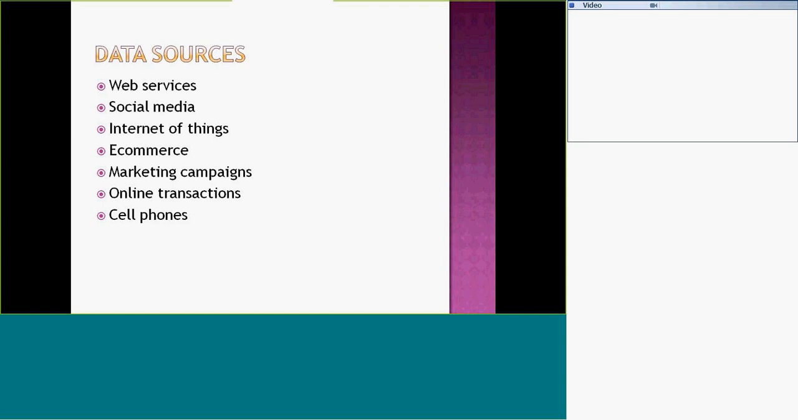So these are the data sources. As you can see, all the web services are producing a large amount of data: social media, Facebook, WhatsApp, Twitter, and so on. Nowadays a large amount of data is also being produced by the Internet of Things, or IoTs. IoTs are basically devices implanted at various places, sensors and the like, and they are generating a lot of data. To analyze that data, we have to go for data science and its software or tools. E-commerce is producing a large amount of data as well.